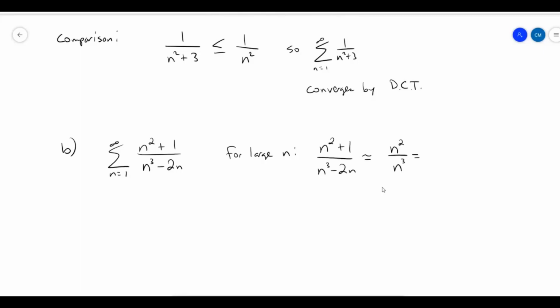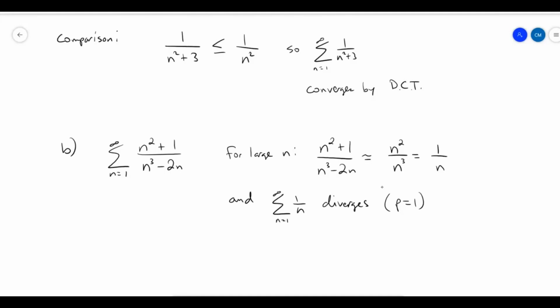And then you can say, okay, now that I've dropped off those lower power terms, what does this simplify to? It simplifies to 1 over n. And now we know the series we're going to compare it to. And most of the time, that series is going to be a p series, and this series diverges. Why? P series, p equal to 1.